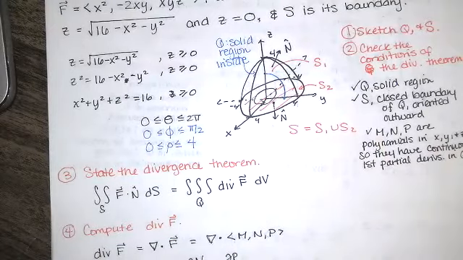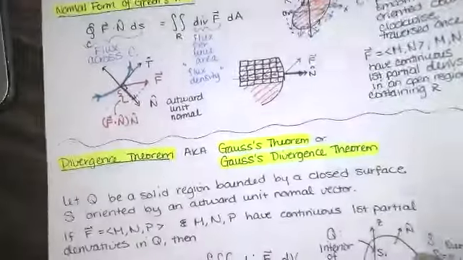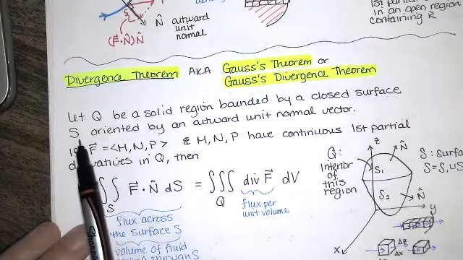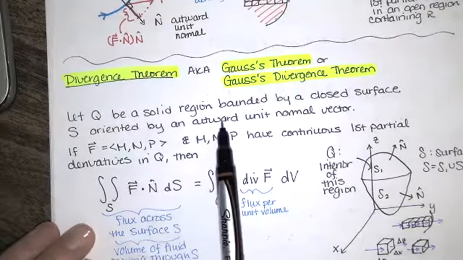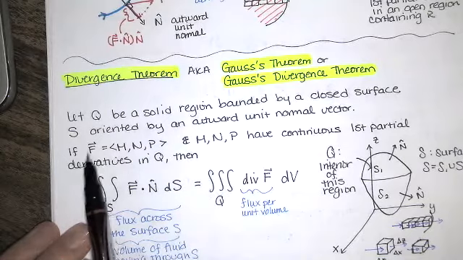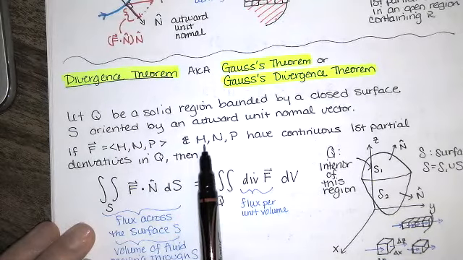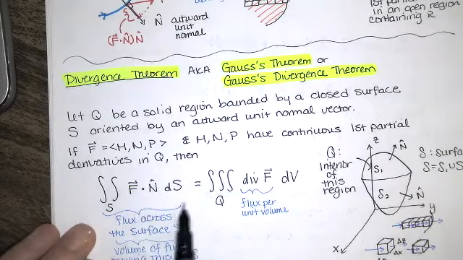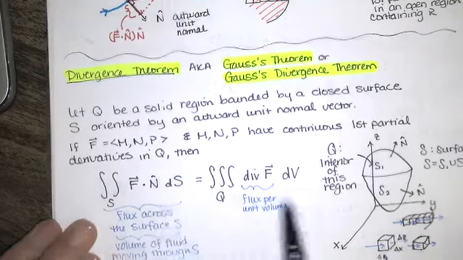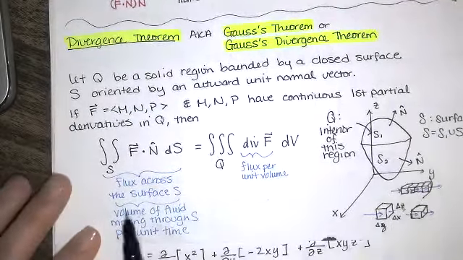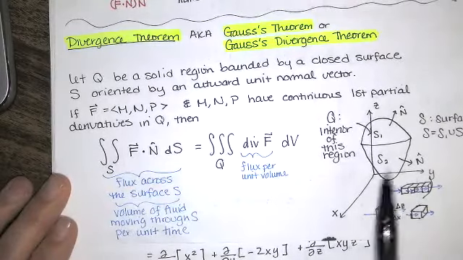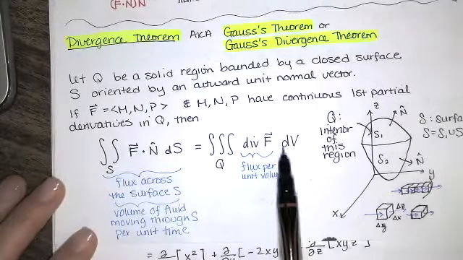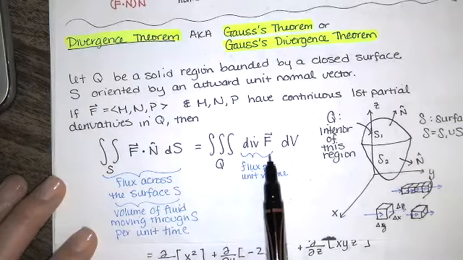So let's briefly review the theorem. If we have a solid region Q bounded by a closed surface S with an outward oriented unit normal, and our field has component functions that have continuous first partial derivatives in Q, then instead of evaluating the surface integral, which gives us the flux through that surface, which is the volume of fluid moving through the surface per unit time if F represents the velocity of some fluid, we can calculate the triple integral over Q of divergence.